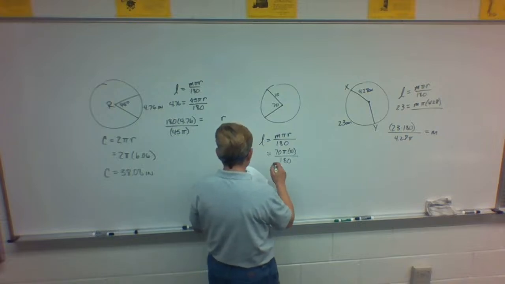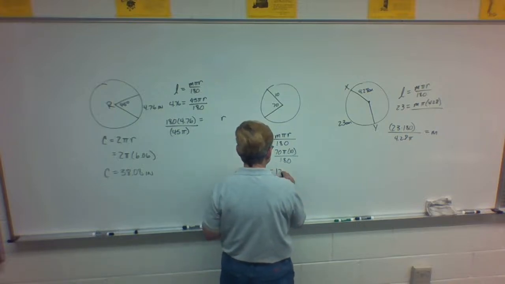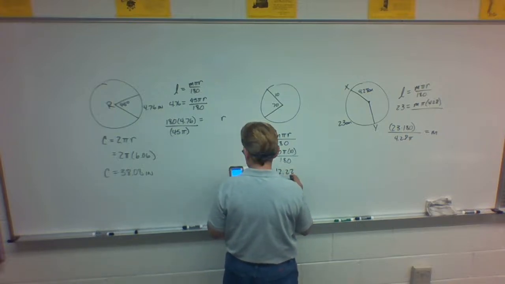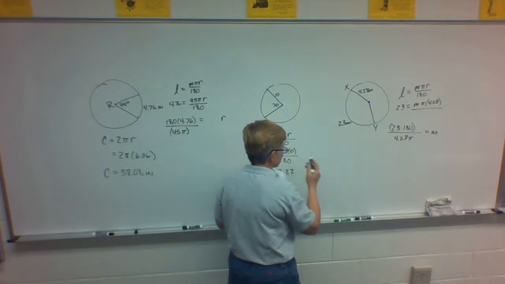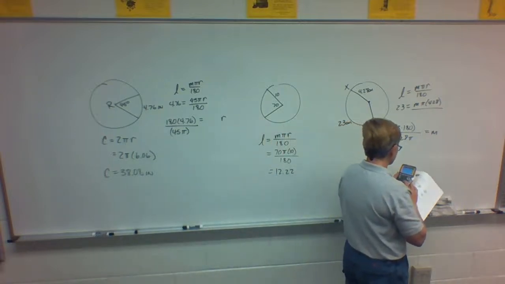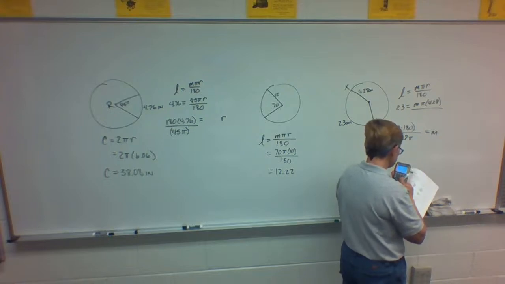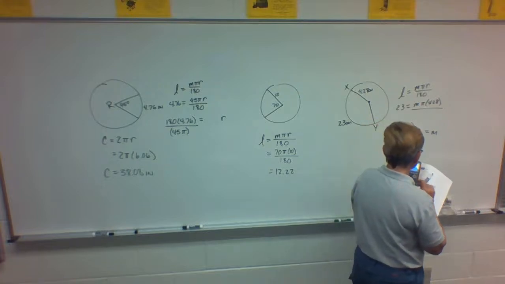By the way, this one was 12.22. I don't remember the units. I didn't put any units on, so that's what it is. This one is 23 times 180 divided by parenthesis 4.28 pi. Don't forget your parenthesis in your denominator: 307.9.